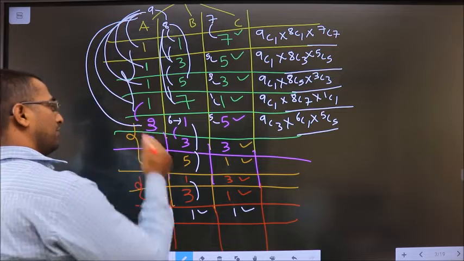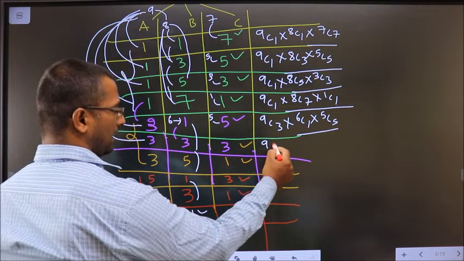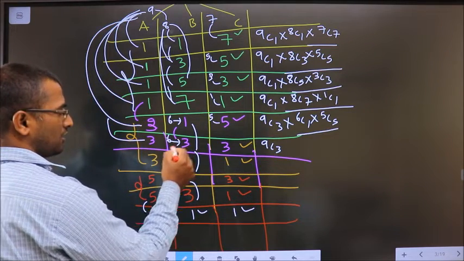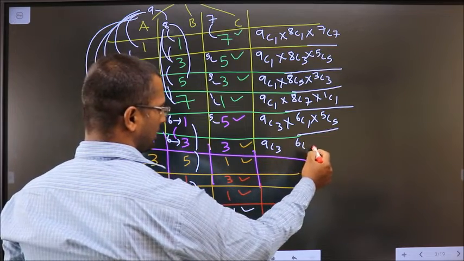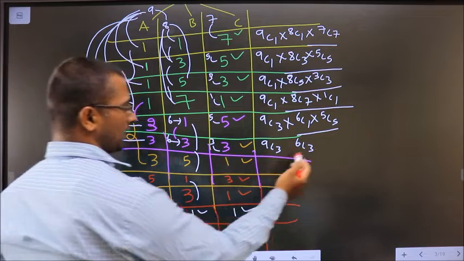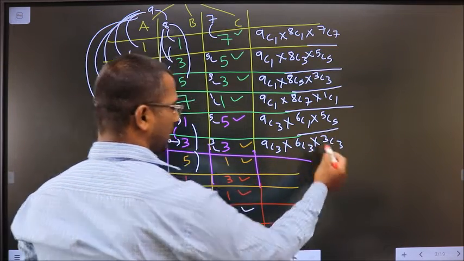Okay, next. From 9, you need to select 3 and give it to A. That can be done in 9C3 ways. 9 minus 3 is 6. From 6, you need to select 3 and give it to B. That can be done in 6C3 ways. So 6 minus 3, 3. 3 given to C in 3C3 ways. All need to happen, so it's a multiplication between them.